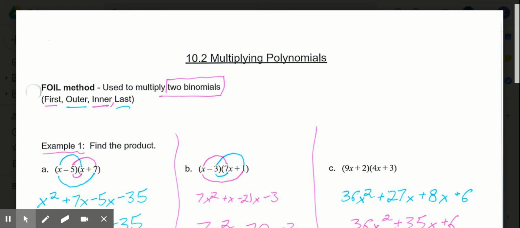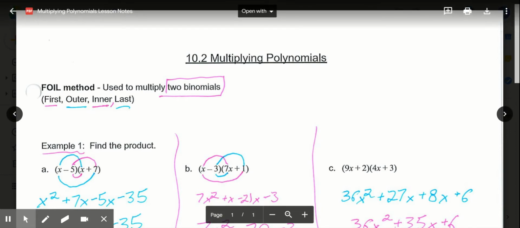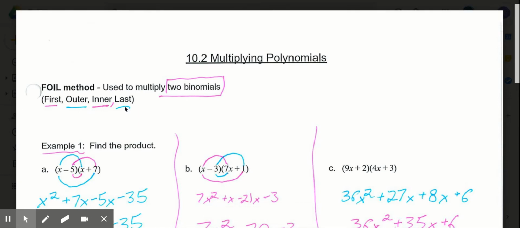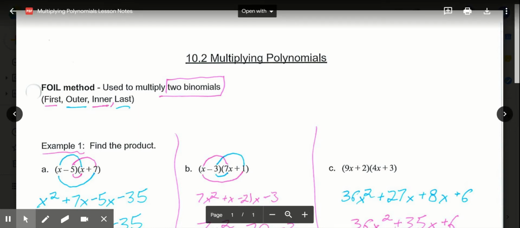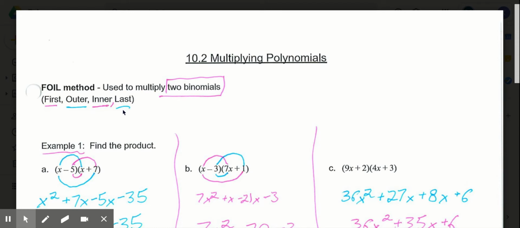So to begin with, the FOIL method is an acronym that stands for first, outer, inner, last. And that acronym tells us the order that we need to multiply our terms. So what this means is we multiply the first terms, the outer terms, the inner terms, and then the last terms of each polynomial, or binomial in this case, before we do any of the simplifying or combining like terms.